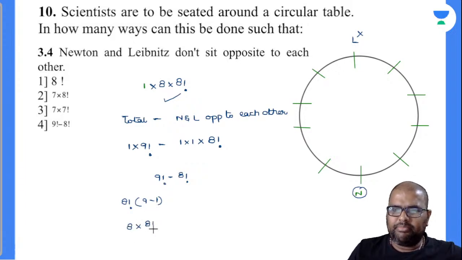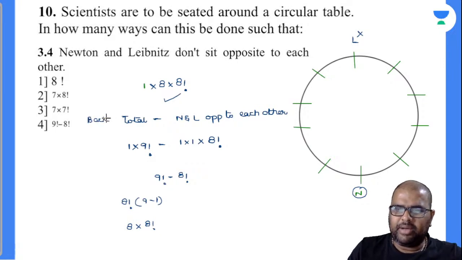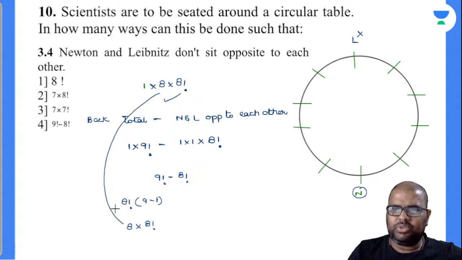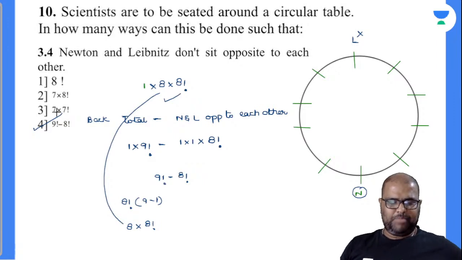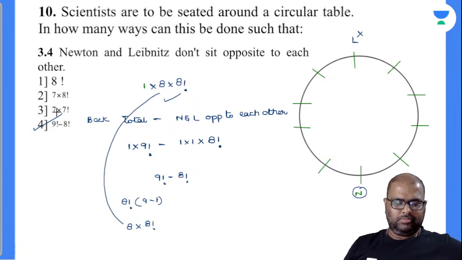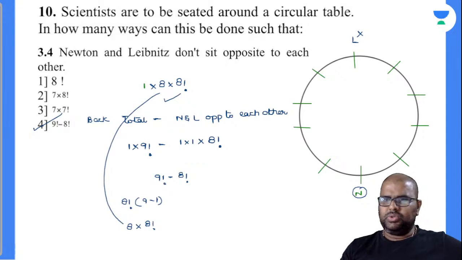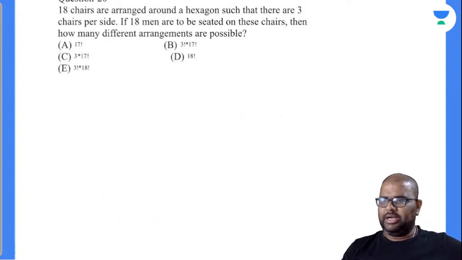So this is your backward flip. This is your forward flip. And I am getting the same answer in both cases. And my option number 4 satisfies the answer. How many of you got the logic there? Perfectly done, right? Exactly. So there is one more question in this circular table arrangement.